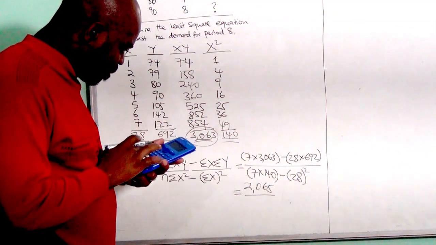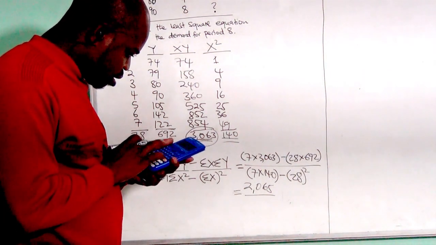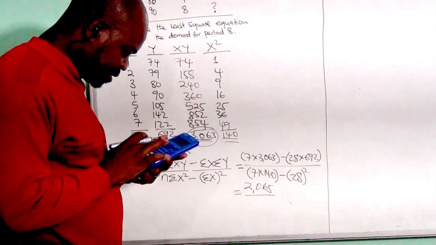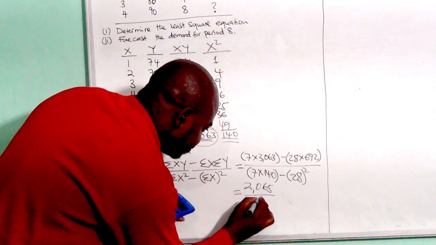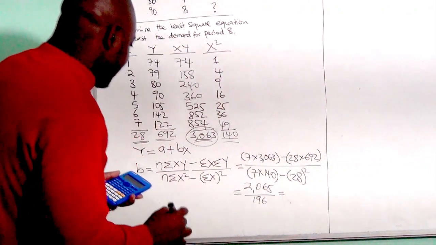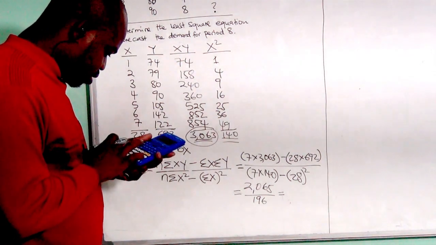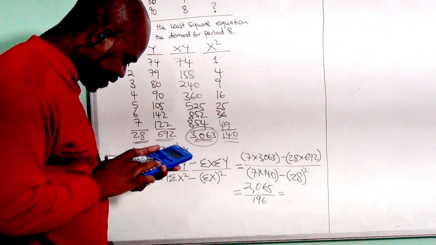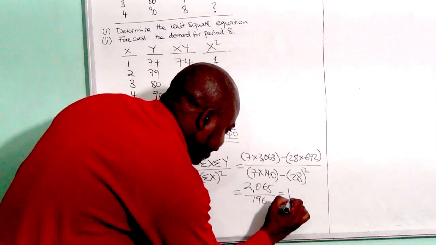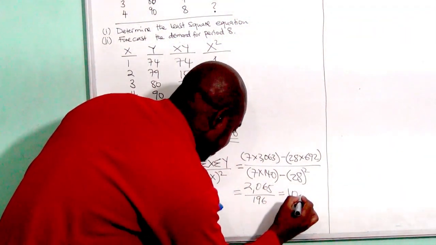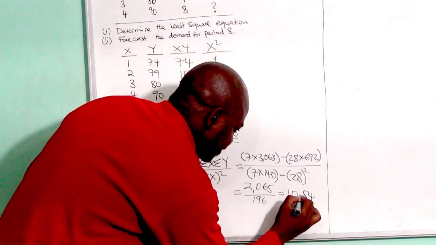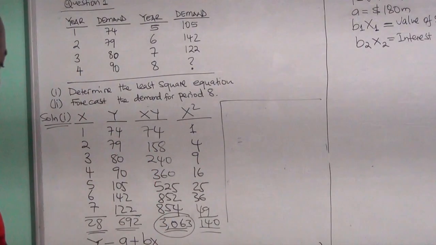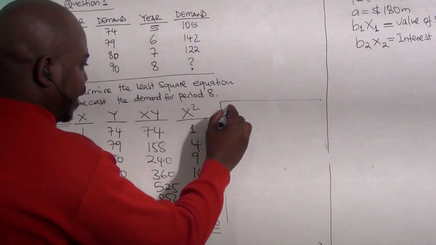The bottom part, again: open brackets, 7 multiplied by 140, close brackets, minus open brackets, 28 squared, I have 196. And then I can finally have my B: 2065 divided by 196. That's giving me 10.54 to 2 decimal places. That's my B. Alright? Now I've calculated my B here. I'm going to calculate my A.